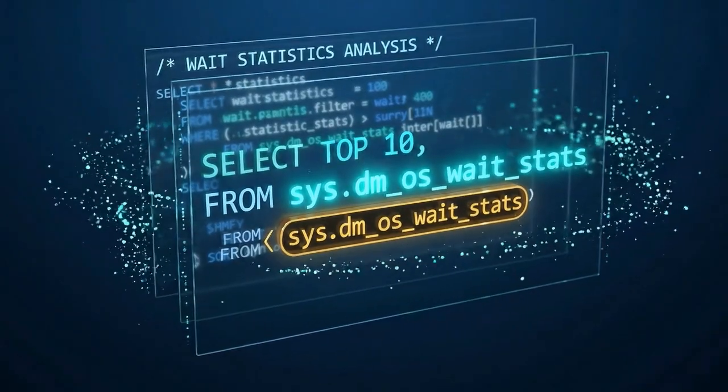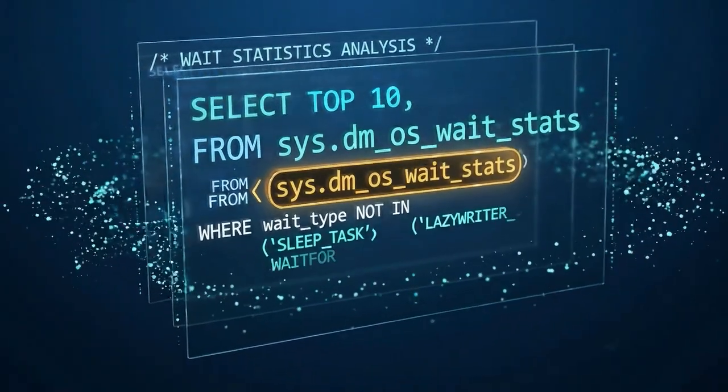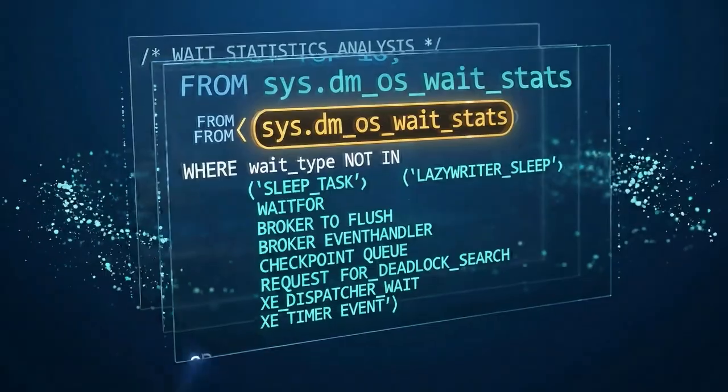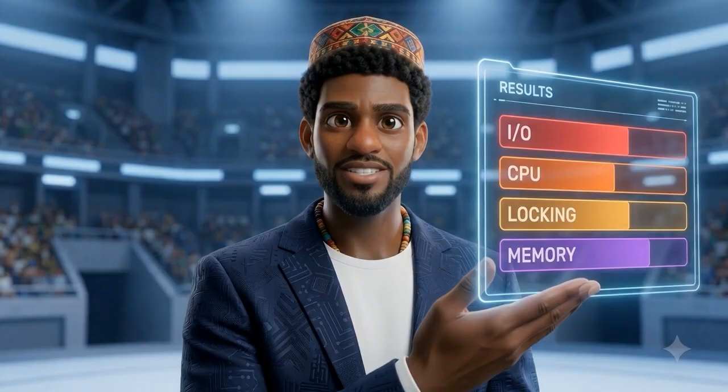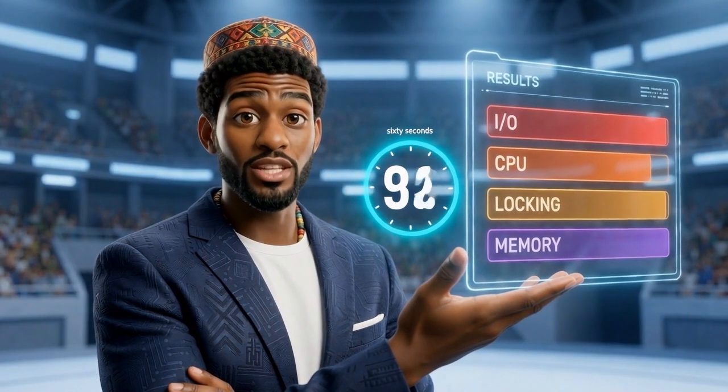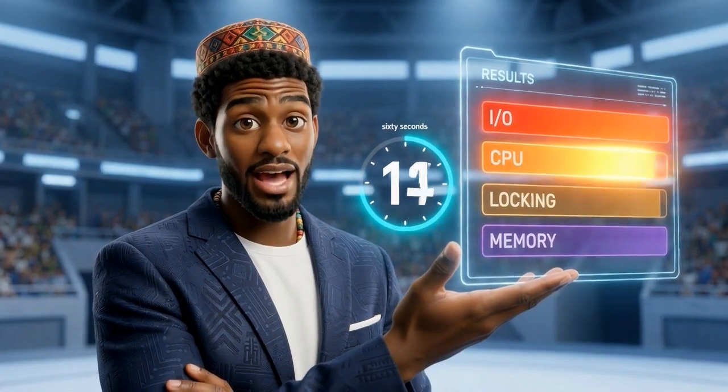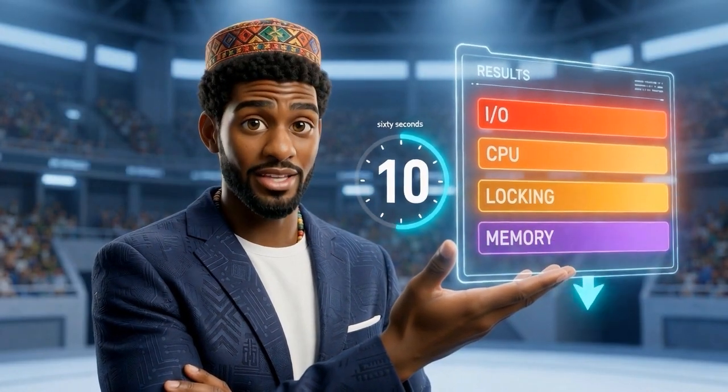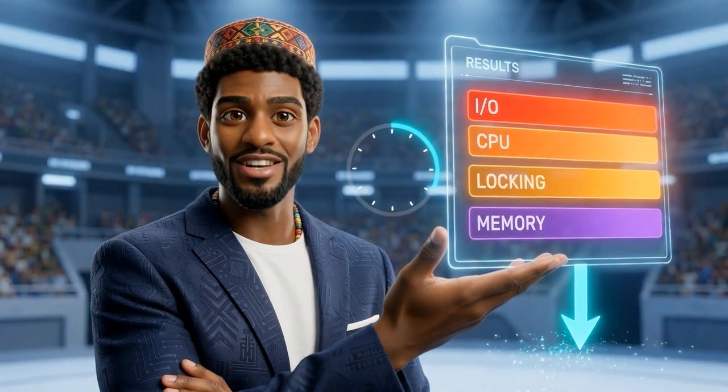SELECT TOP 10 wait_type FROM sys.dm_os_wait_stats WHERE wait_type NOT IN (...) ORDER BY wait_time_ms DESC. In 60 seconds, this query tells you whether you're dealing with I/O pressure, CPU pressure, locking, memory pressure, or something else entirely. This determines which direction your deeper investigation goes.